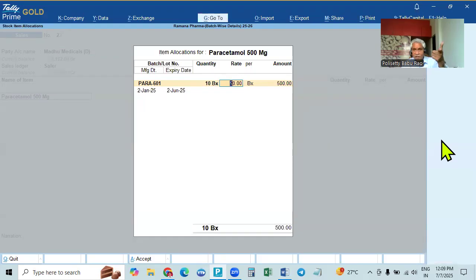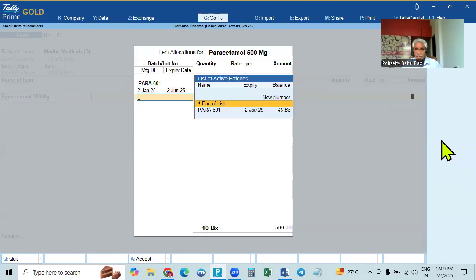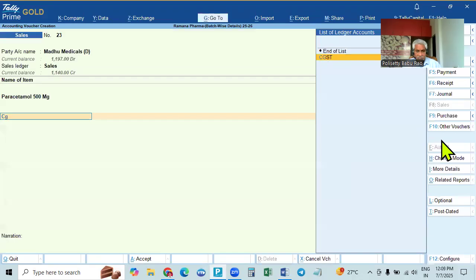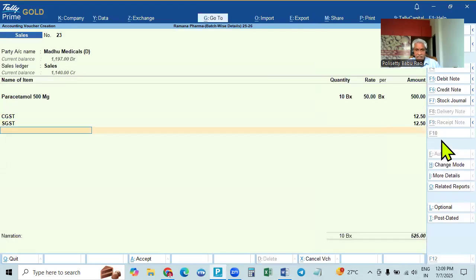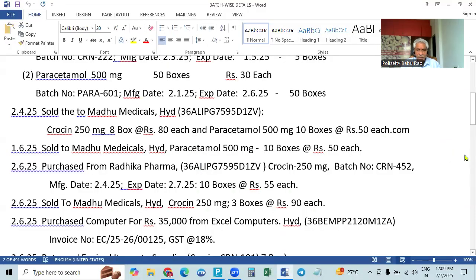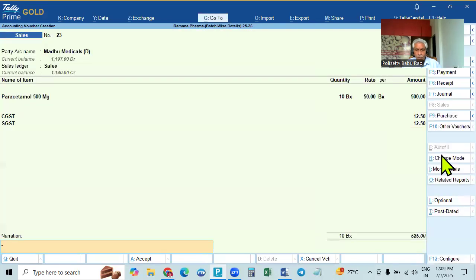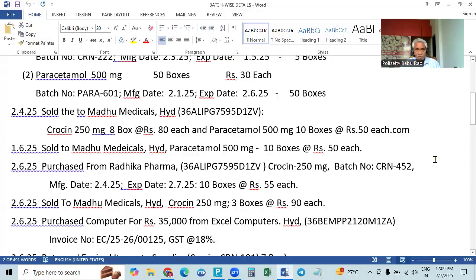The same thing, already we sold for 50. It is taking the same rate. If the rate is changed, we have to give the new rate. That's all, so this is over. Only one item we are selling, CGST, SGST. We sold only one item. Okay. And now this paracetamol: purchase 50, 10 plus 10, 20 sold, we have 30 still.